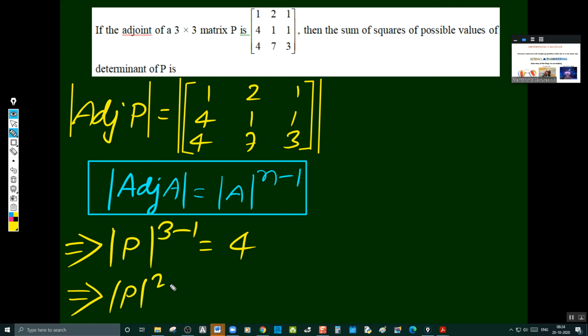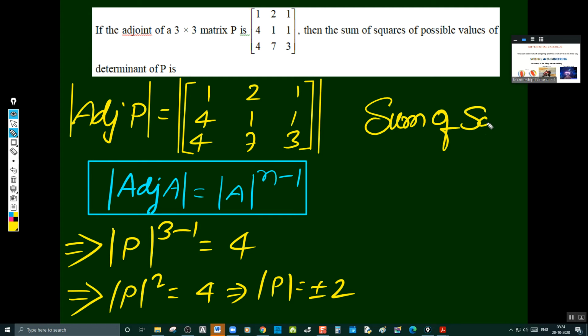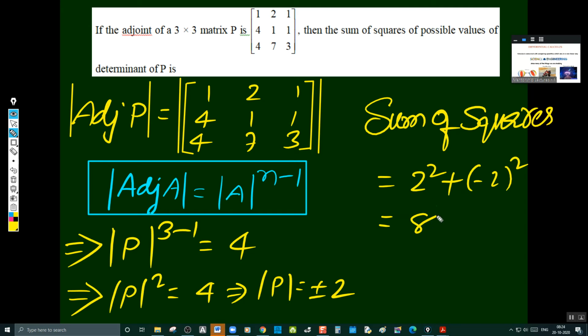So det P whole square is equal to 4. So det P is equal to plus or minus 2. What he's asking is the sum of the squares of the possible values of determinant P. Sum of squares is equal to 2 squared plus minus 2 whole squared, which is 8, right? Yes, sorry, yes sir, 8.